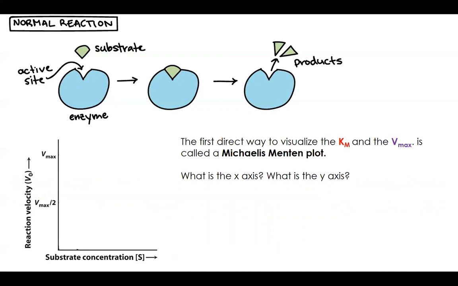The first way to visualize the Km and Vmax is by using what's called a Michaelis-Menten plot. In order to really understand these plots, it's going to be important that we really get in here and understand what's going on with the axes. Our independent variable on the x-axis is substrate concentration. This will be how much substrate we allow the enzyme to have. Then we measure the speed of the reaction.